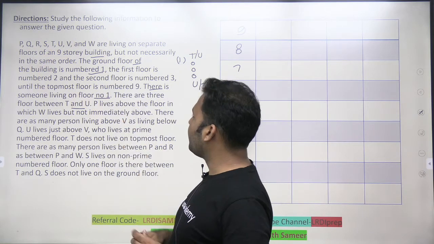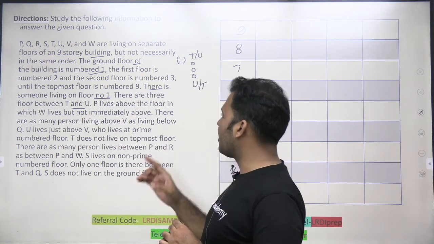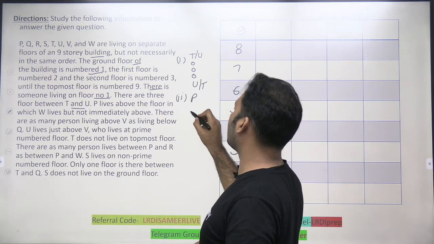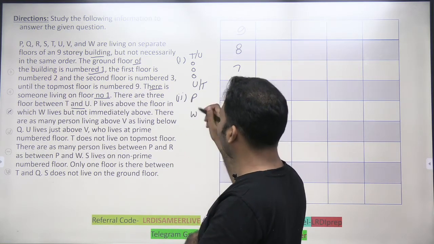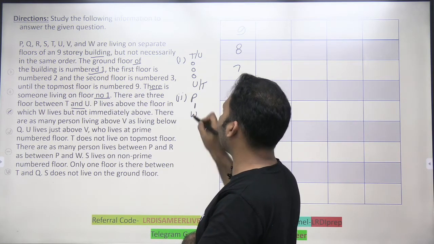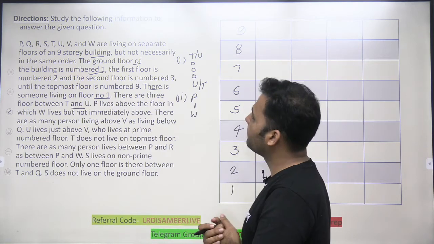P lives above the floor in which W lives, but not immediately above. Second condition is P is living on a floor above W, but not immediately above. So there has to be a gap of at least 1 floor in between P and W.